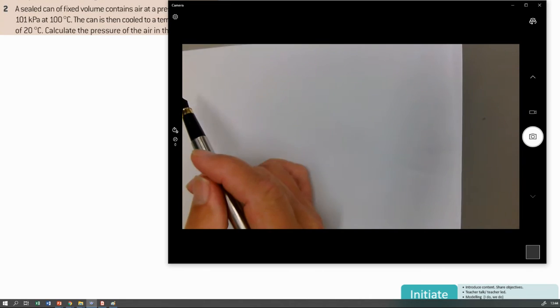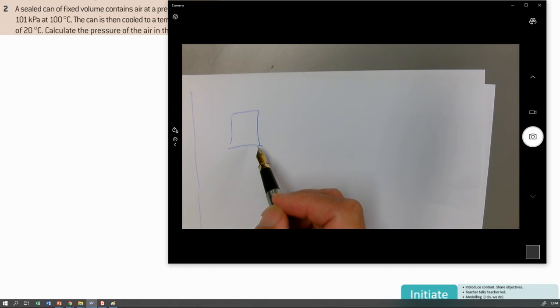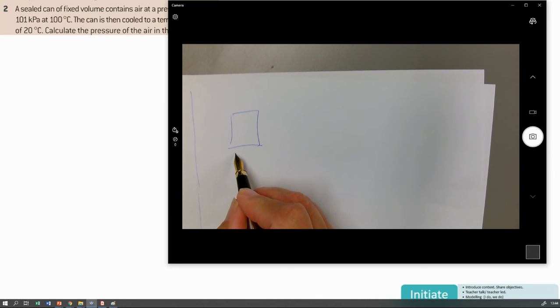Yes, we can. Okay, so we've got a sealed container. Let's draw a picture. Sealed container. It's got a pressure of 101 kilopascals. It's got a temperature of 100 degrees C. Don't fall for that one, children. 373 Kelvin. Okay, turn it to Kelvin.